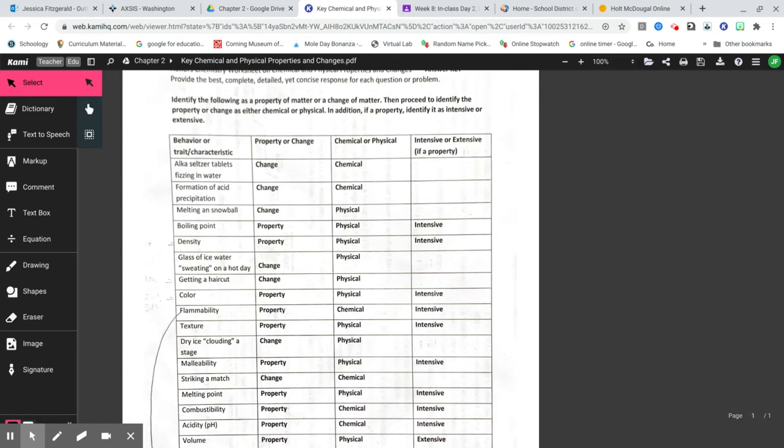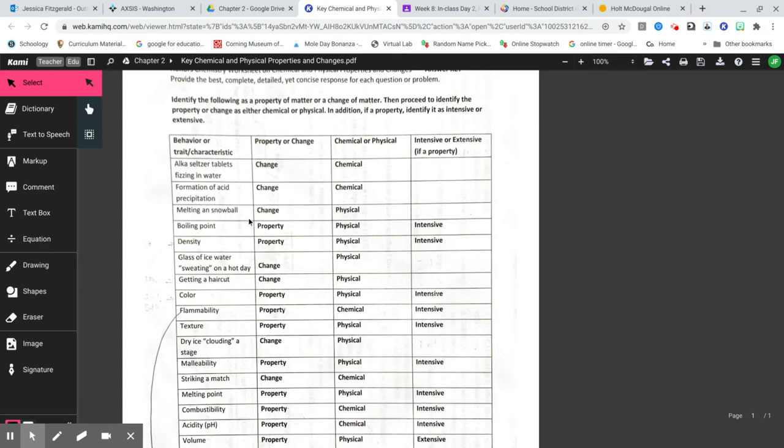Formation of an acid, precipitation. So remember, precipitation is that fancy word that we call a solid when a solid is made. So that means there's a change. Something new is being formed. A new phase of matter is being formed. And this is going to be a chemical property because we have a new substance being made. And we leave the last box open.